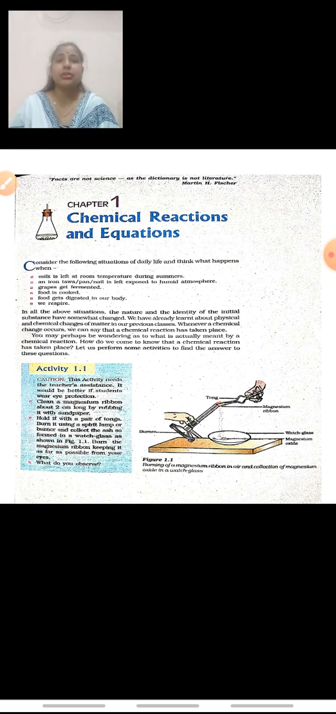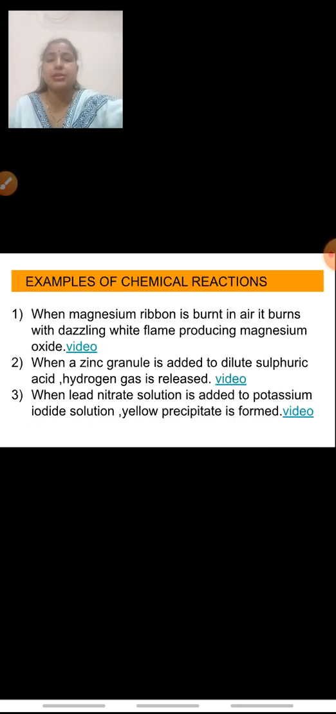You all have learned about the physical and the chemical changes in class 9th. In class 9th, you all got to know that a change is called a chemical change when a new substance with a new property is formed during the change. Now, chemical reactions are any chemical change written in words.